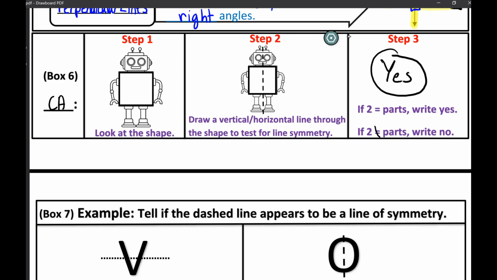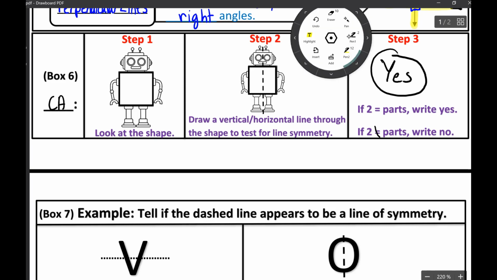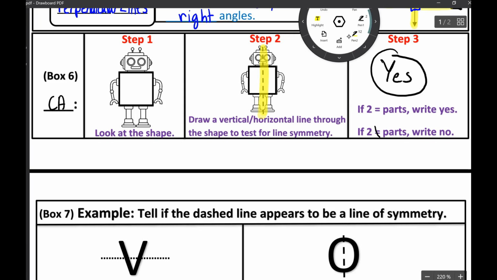Step 2, we're going to draw a vertical or a horizontal line through the shape to test for line symmetry. So basically what I'm doing, you guys can see right here, there's a black little line with arrows going straight down the robot, okay, going vertical up and down. And what that line is telling me is that the shape, the robot, is being split into 2, okay? And when we split it like that, I get 2 equal parts.